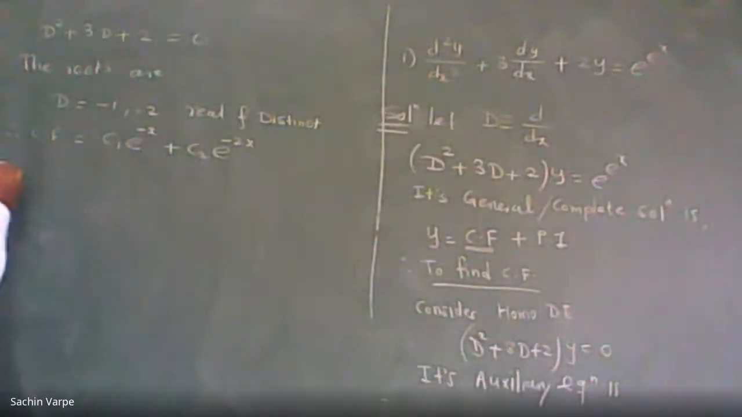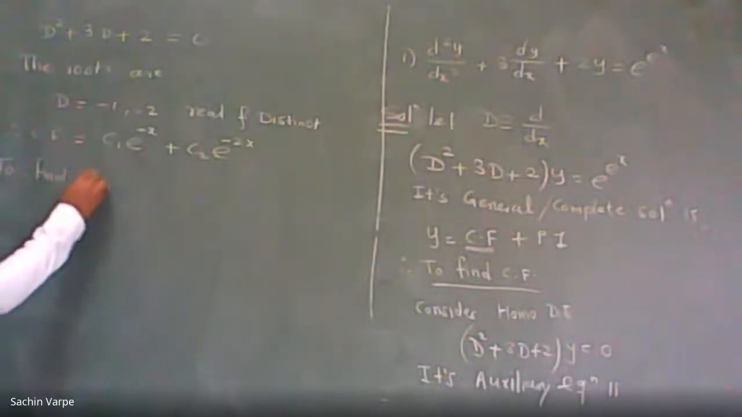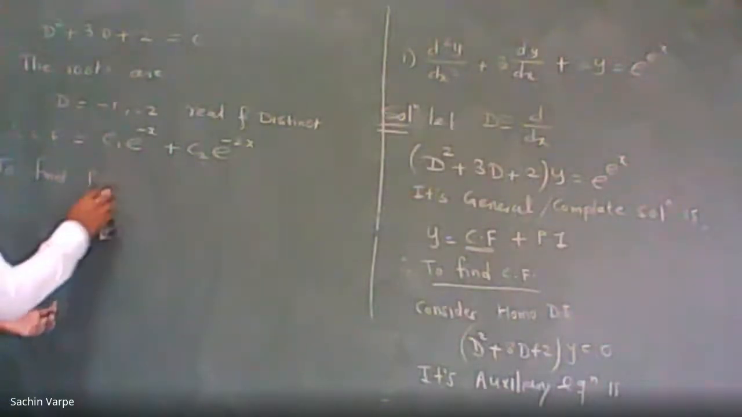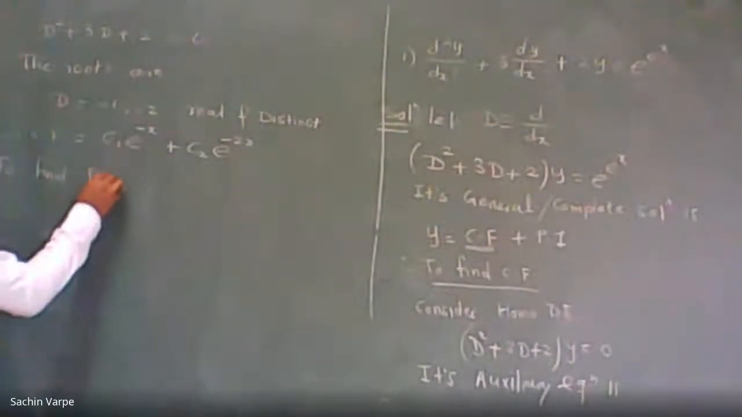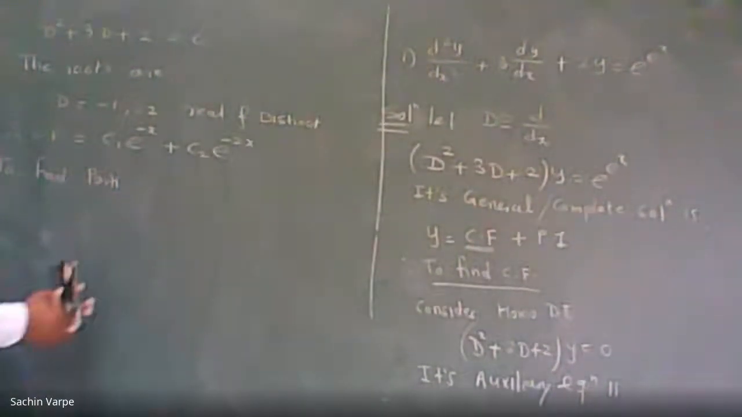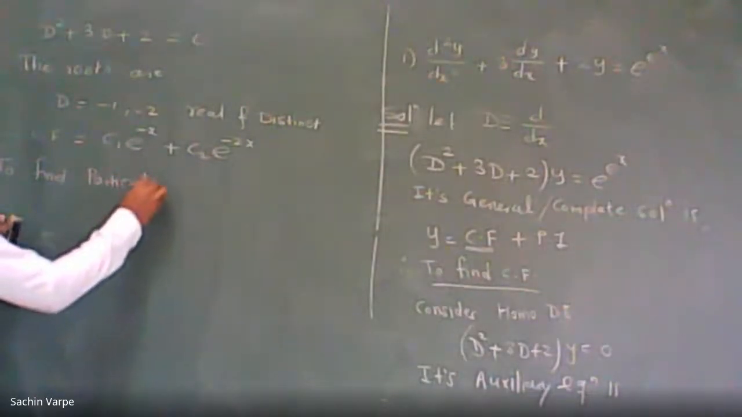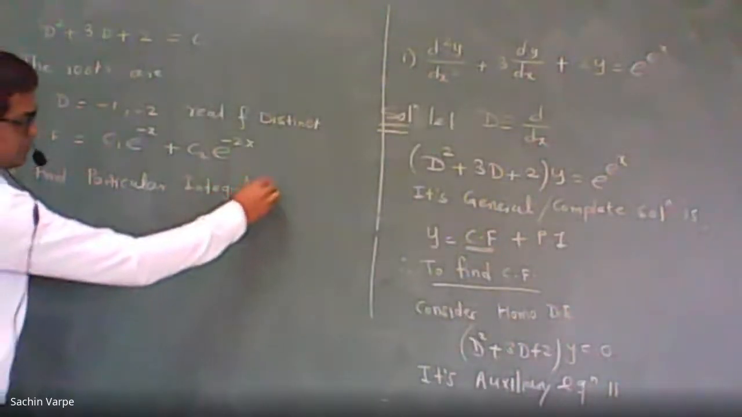Now, this is a detailed solution, to find the particular integral. Okay, I'm writing it like this, particular integral, because you may ask that I don't know the spelling. That is PI.